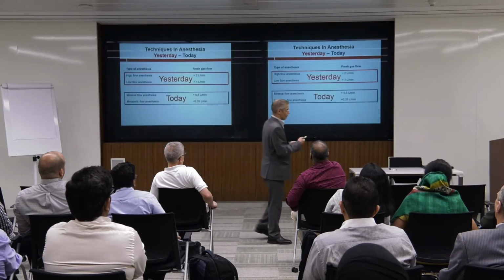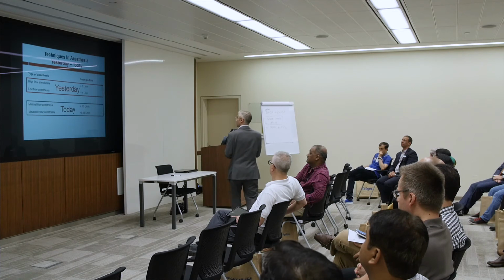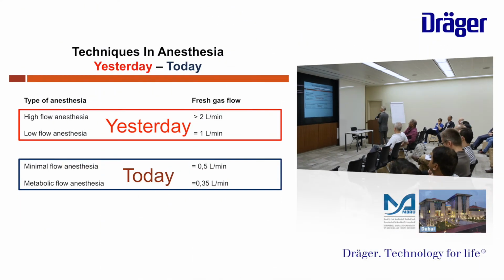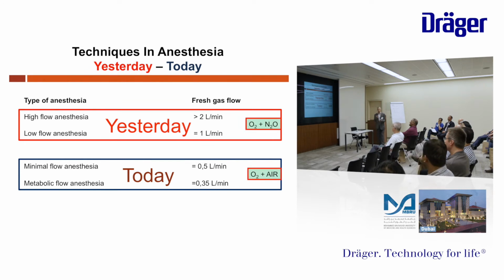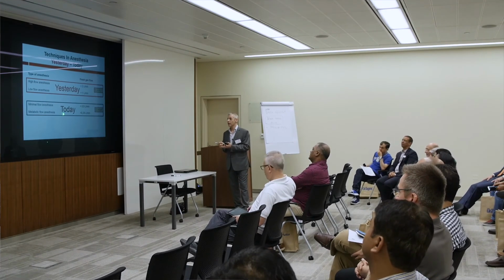So this is what we used to do previously. Yesterday, we used to use high flow anesthesia higher than 2 liters, or low flow anesthesia, which is equivalent to around 1 liter. And today we are talking about 0.5 liters, or even metabolic rate, which reaches 0.35 liters. But as our doctor said, previously we used to use oxygen-nitrous. So how are we going to do it?